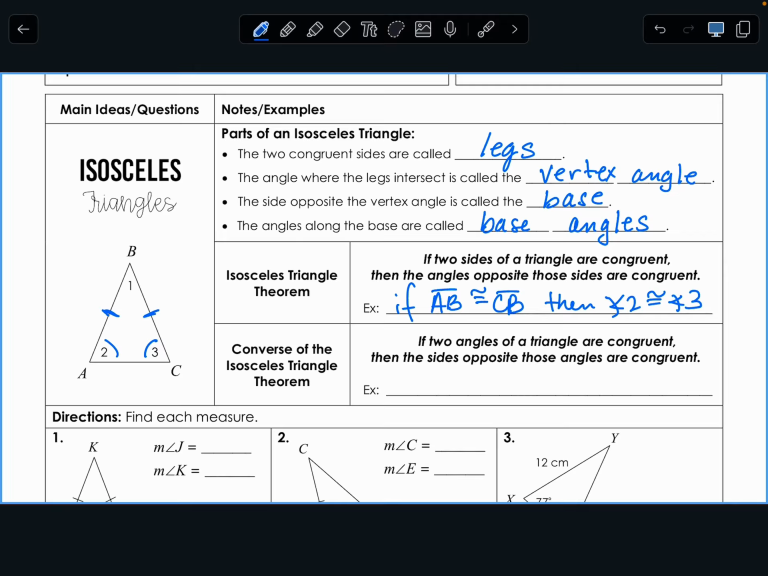If I tell you that the triangle has two congruent angles, so if I tell you that angle 2 is congruent to angle 3, then you know the sides are congruent. So I don't have to mark both. If I tell you a triangle has two congruent sides, then you know the angles. But if I only tell you the angles are congruent, then you know something about the sides. I don't have to mark them both.